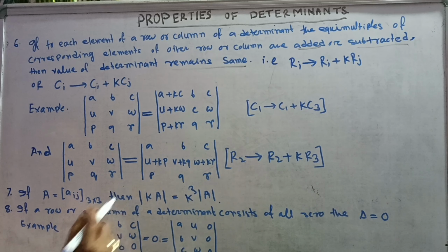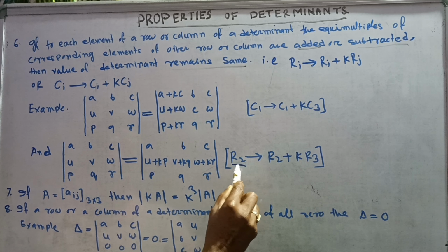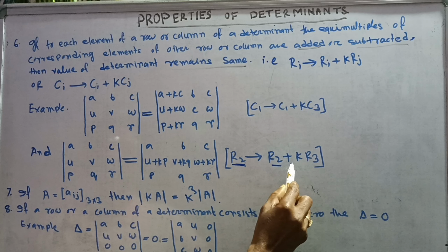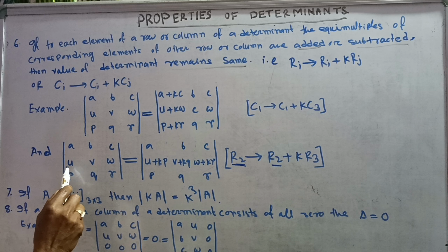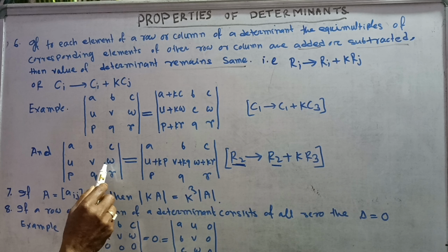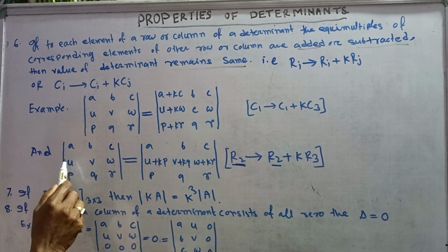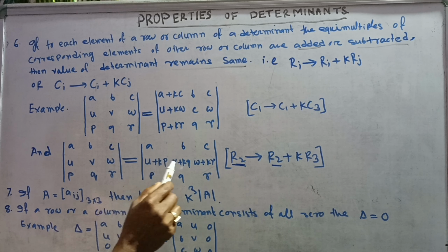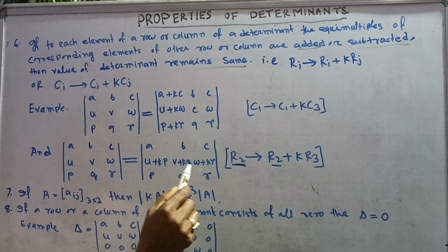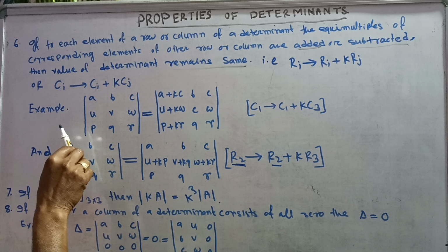In case of row operations, with the same determinant, here we can change R2: R2 changes to R2 plus k times R3. Then also it is the same. Here the second row changes to the second row plus k times the third row: U plus k times P, V plus k times Q, W plus k times R. That means these determinants remain the same.